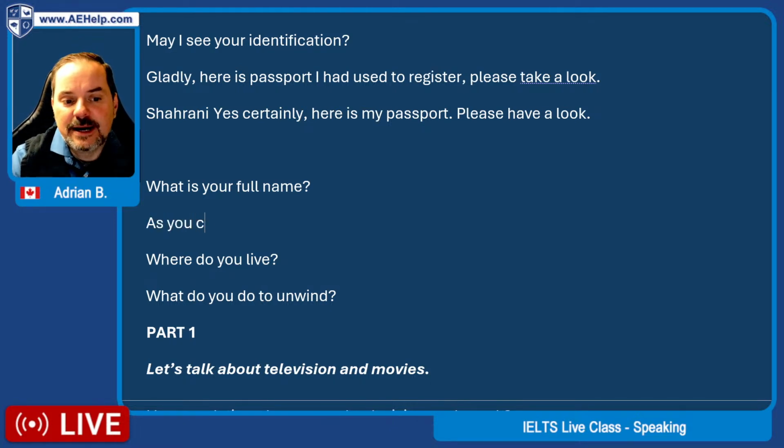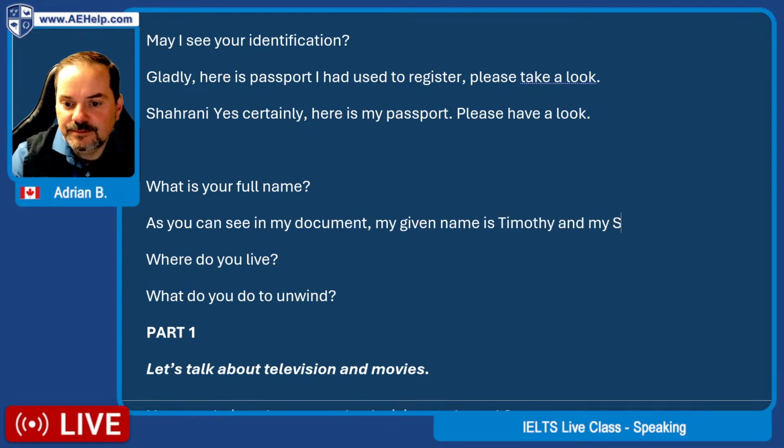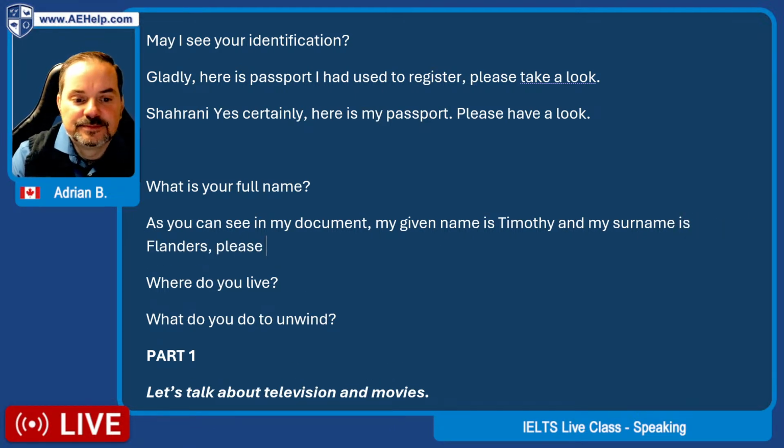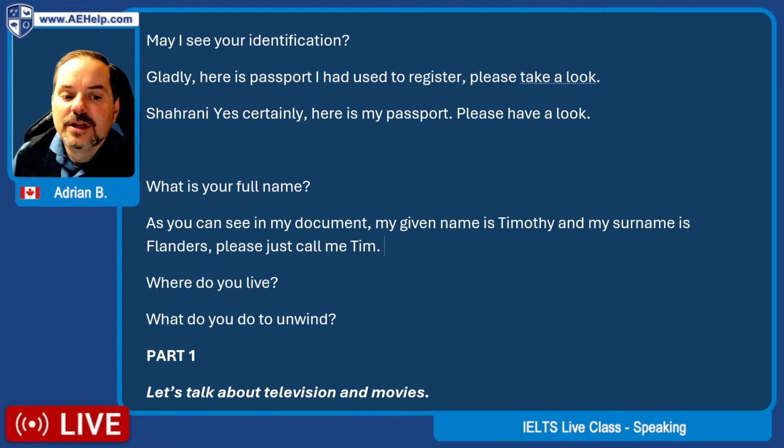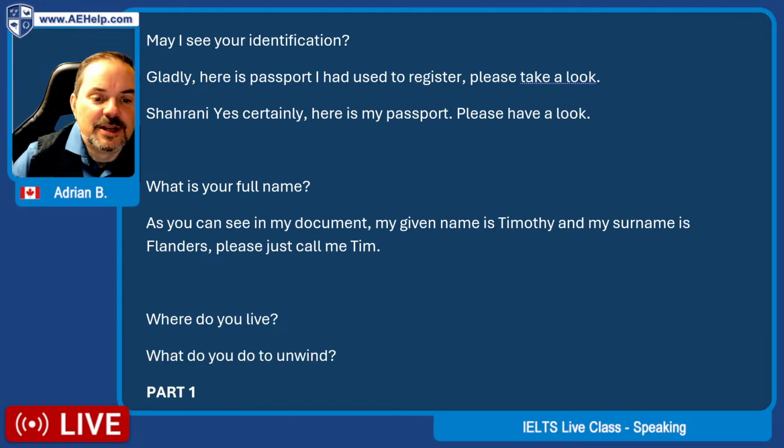As you can see in my passport, my given name is Timothy, and my surname is Flanders. Please just call me Tim. Okay, so I'm just making up that name just for the example. As many of you know, my name is actually Adrian.